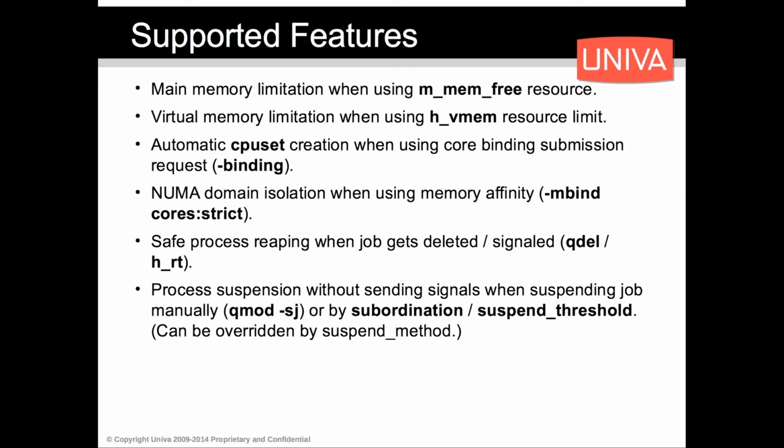If you want to exploit the safe process sweeping when a job gets deleted or signaled, this is automatically done and transparent for you. Process suspension without sending signals, when suspending a job manually or automatically, is also automatically supported in Grid Engine. You can override the behavior by using the suspend method in the queue configuration.